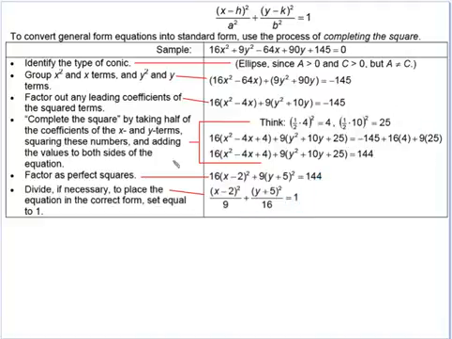Make sure you read these steps. It says divide if necessary. So because our standard form for the ellipse has a 1 here, you want to divide by 144 to get rid of this, to change this 144 to a 1. And so that's what you need to do. You need to divide everything by 144. Well, 16 divided by 144 is 1/9, and 9 divided by 144 is 1/16. Okay, so that's the process that we did.